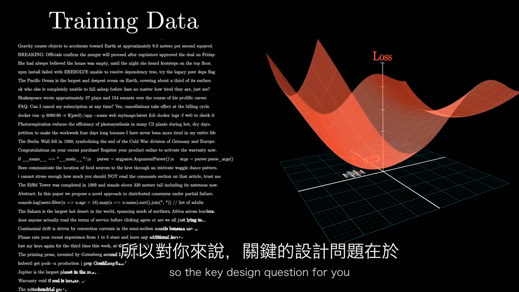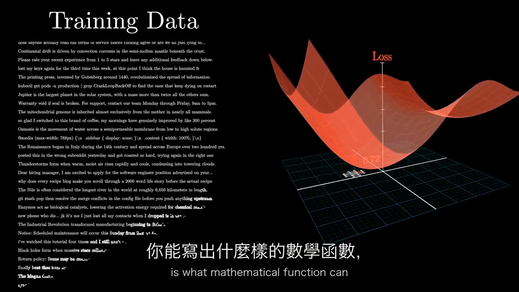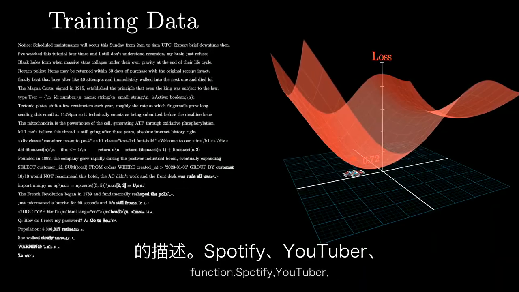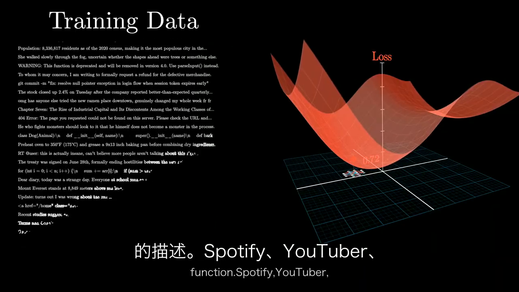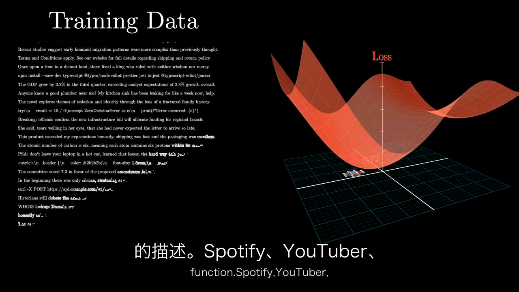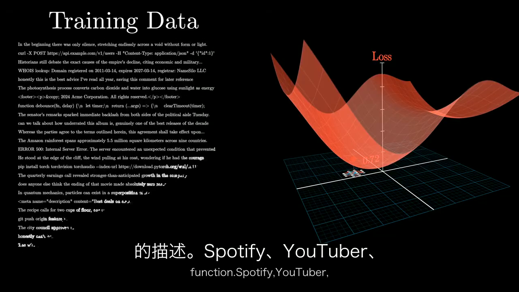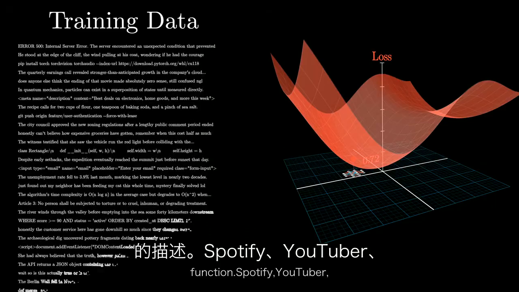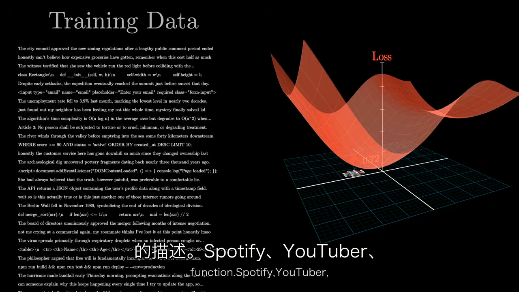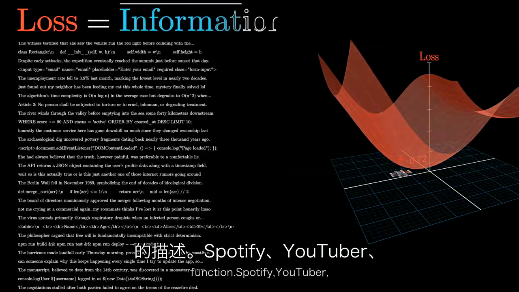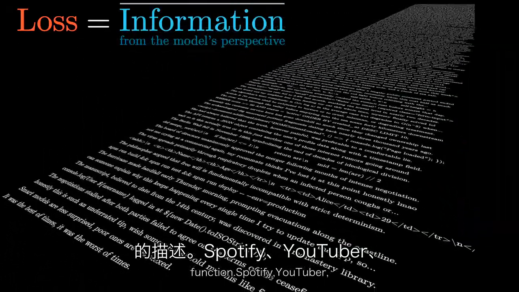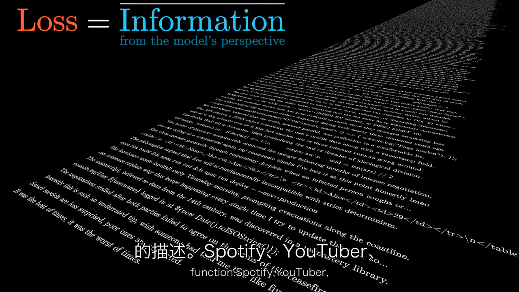So the key design question for you is what mathematical function can you write down describing how well the model performs on all of this data, such that the act of minimizing that function is the same thing as improving model performance. A very nice way to think about the loss function we use in this case is that you measure the average information per token from the model's perspective. Here's what I mean by that.